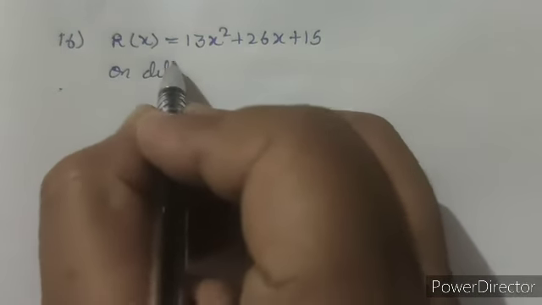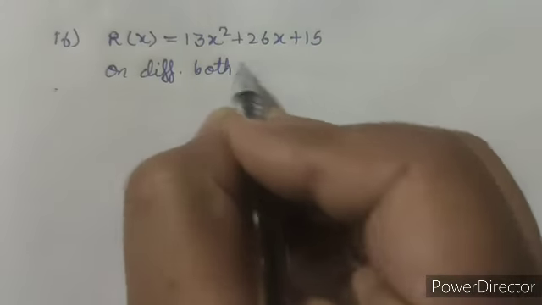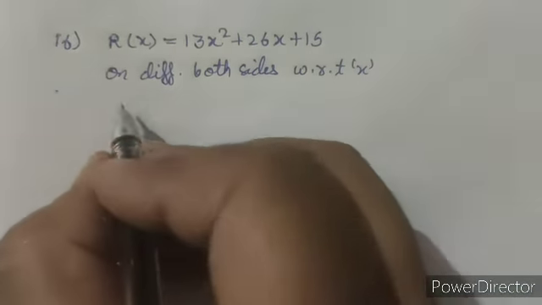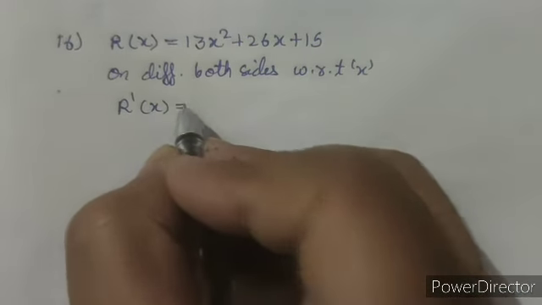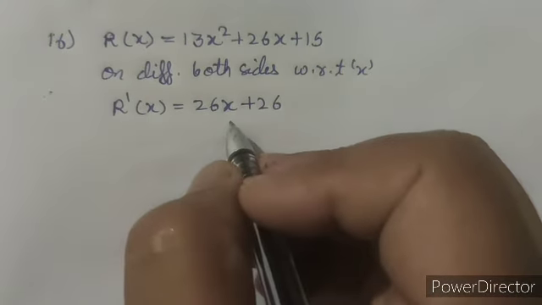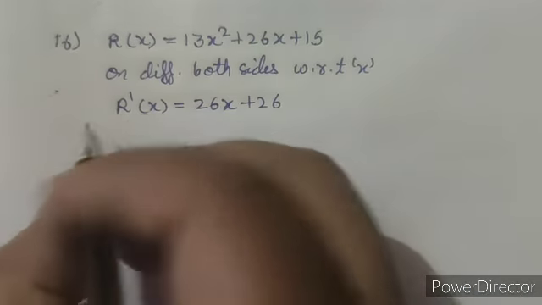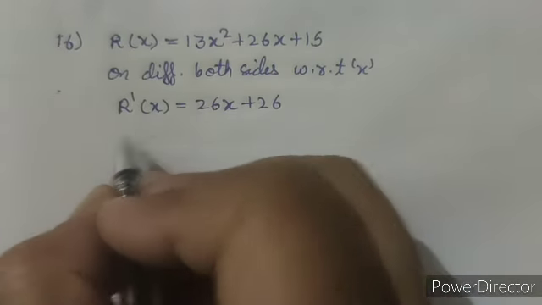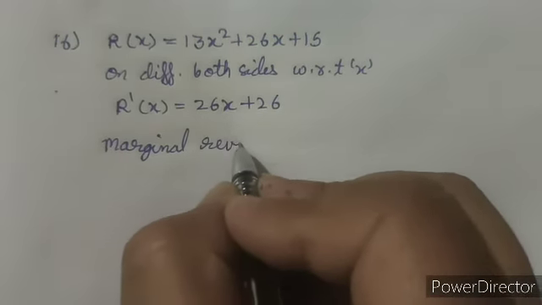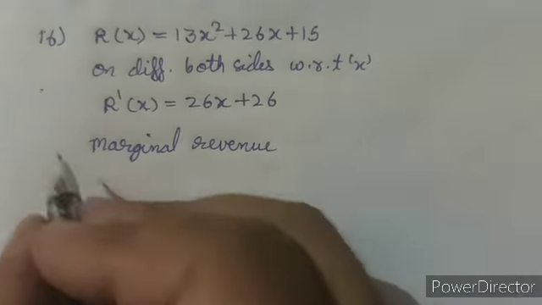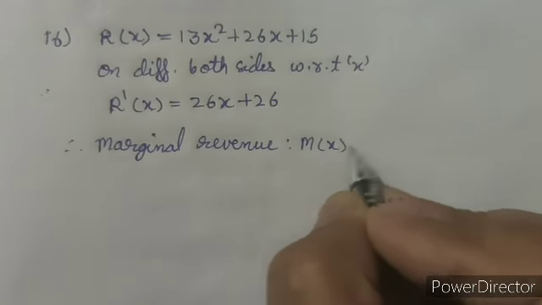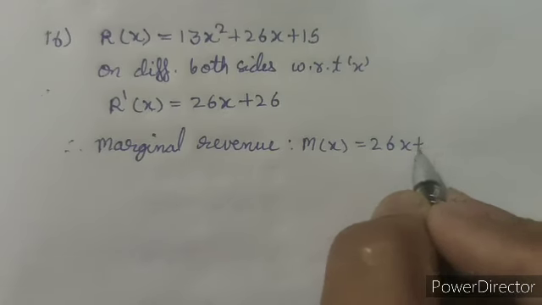On differentiating both sides with respect to x, we will get R dash x equal to 26x plus 26, and d by dx of 15 will be 0. Now we have to find out the marginal revenue, and this R dash x will be equal to the marginal revenue. Therefore the marginal revenue, that will be MR(x), will be equal to 26x plus 26.